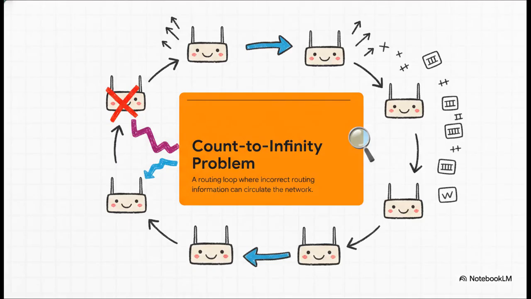And then there's the fatal flaw you absolutely have to watch out for, the count to infinity problem. Since routers only know what their direct neighbors tell them, if one neighbor gets a bad piece of routing info, they pass it on. Then the next neighbor passes it back. And suddenly, the whole neighborhood is repeating the exact same bad information in an endless loop. The hop count just keeps ticking up towards infinity, and your data packet goes absolutely nowhere.